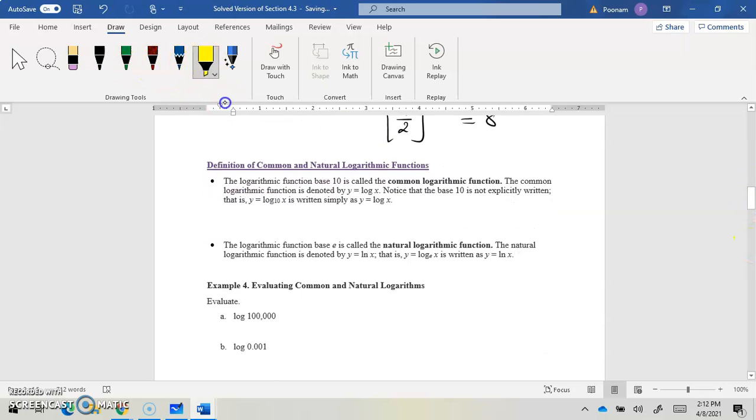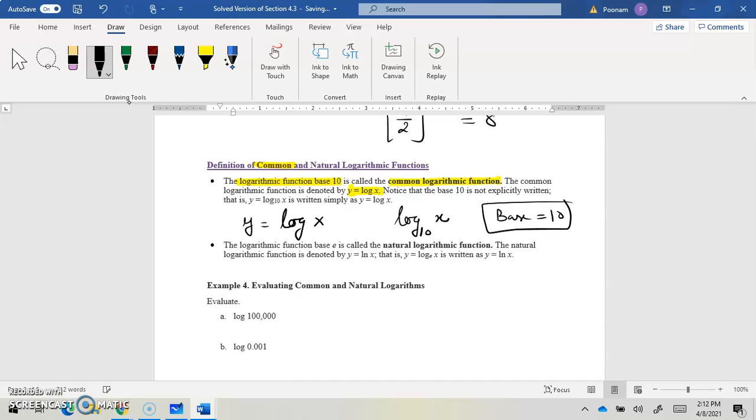Then we have some special logs. The first one is called the common logarithm. If a log function has the base 10, it is called a common logarithmic function. And it is a convention in mathematics to just write it as log of x. So whenever you see a function y is equal to log of x, if the base is not mentioned, that basically means that the base is 10. Base is equal to 10 for common log, okay? And it is always written as just log of x.